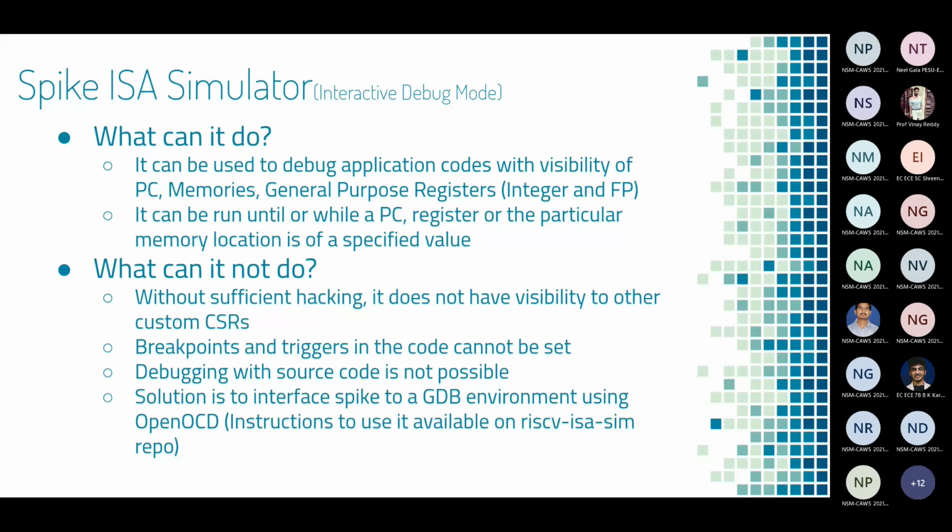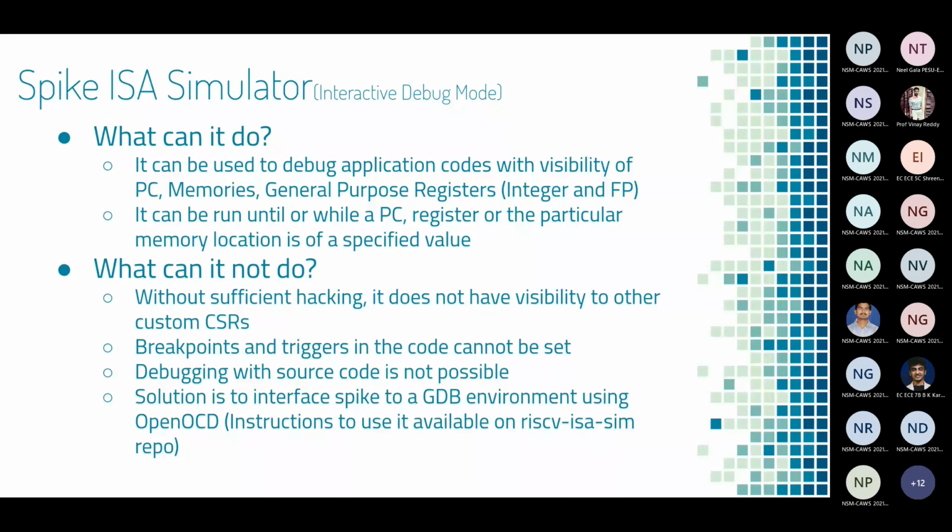So what can it do? It can be used to debug the values of registers, GPRs, memories, PC, and all of those. But without sufficient hacking, it cannot look at other custom CSRs. It does not have support for breakpoints and triggers. You cannot debug with the source code interleaved and all of that.